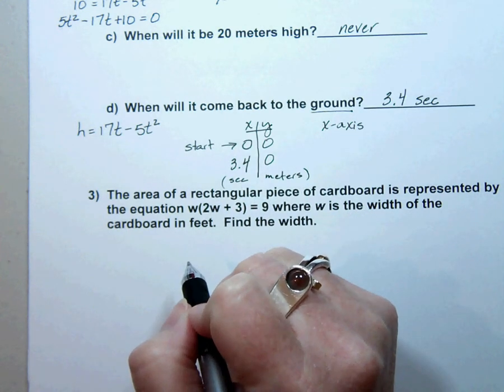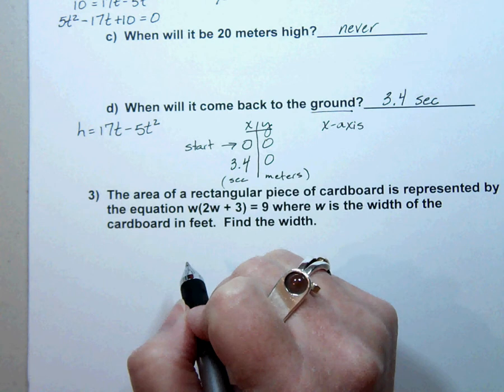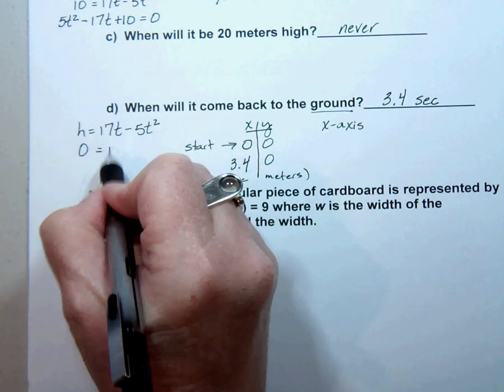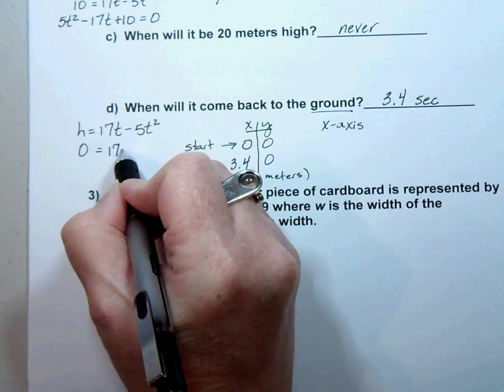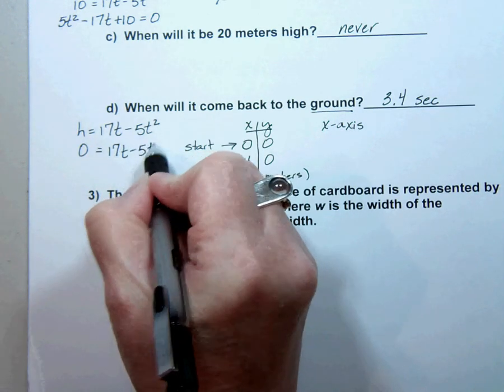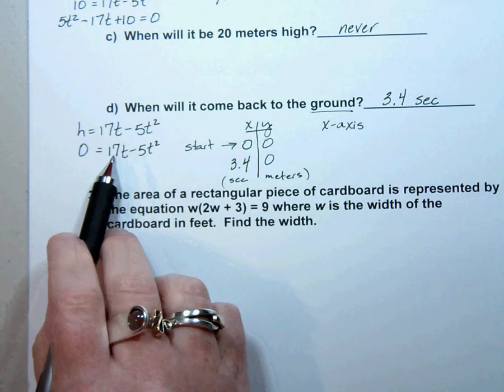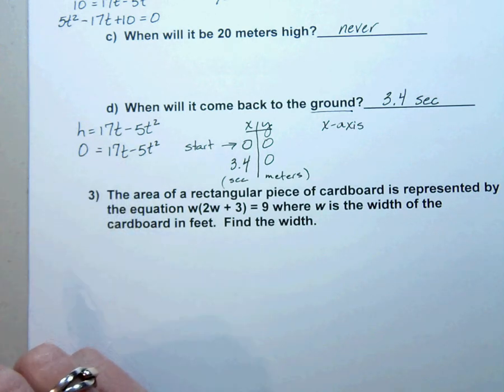You could also use the quadratic formula, just let your h be 0. So if you did want to plug this into the quadratic formula, just make sure this time you're only going to use an a and a b. You wouldn't have a c in the quadratic formula. Okay.